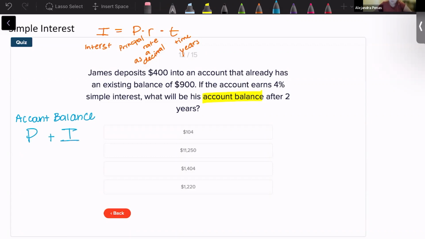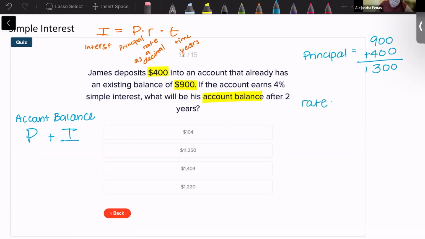So let's take a look at the principal here. The principal here would be, he already had $900, but then he deposited an additional $400 on top of that. So that means that the principal that this interest is going to accumulate on is going to be based on the 900 plus the 400, which will bring you to 1,300. That is the principal that this money is going to be gaining interest on. Okay.